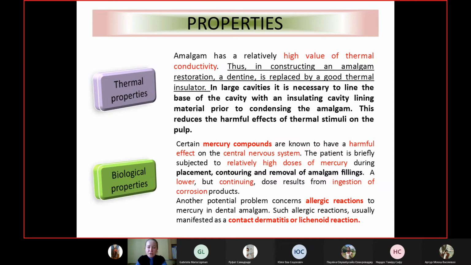At the stage of shaping, contouring, or removal of amalgam, there is a vaporization of mercury, and this as well causes some harmful effect on the organism. And by the way, allergic reactions to mercury. Such allergic reactions usually manifest as a contact dermatitis or lichenoid reaction.